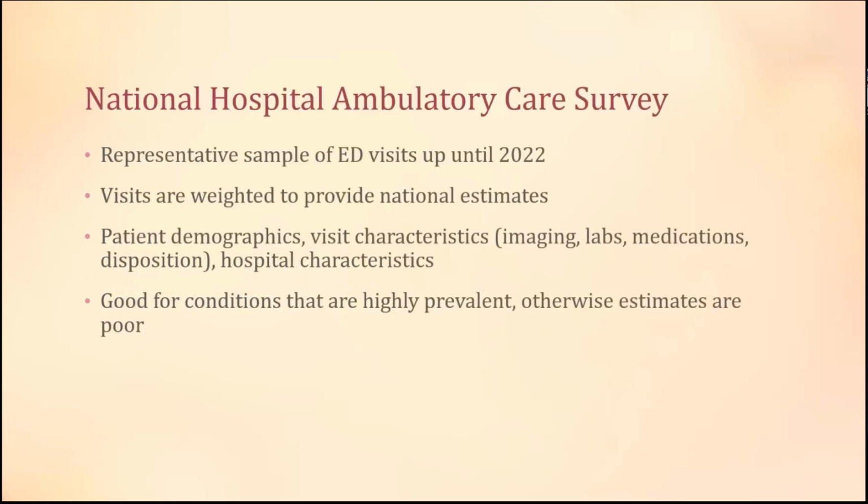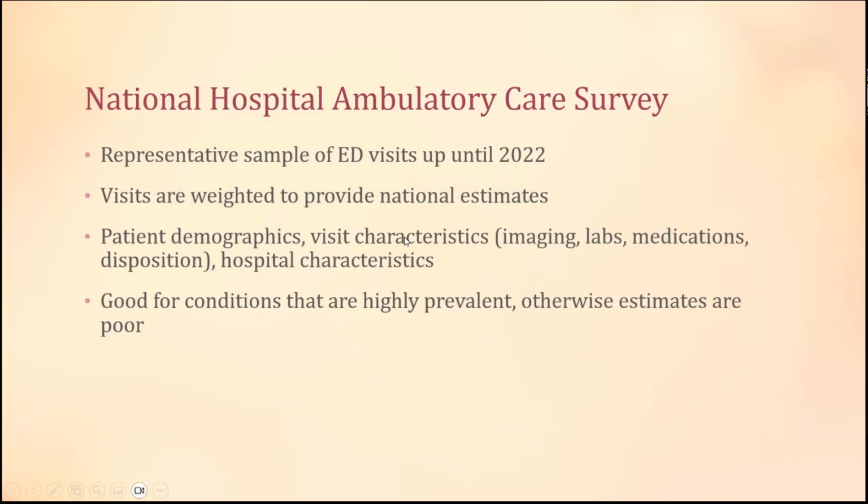So, the NHAMCS database, just a quick overview. It's a representative sample of ED visits. Currently, they have data up until 2022. Visits are weighted to provide national estimates, meaning the database does not contain data from every single ED in the United States. It takes a representative sample, and then the CDC uses statistical methods to come up with weights for these visits to say that, if we abstracted data from all the EDs in the United States, we anticipate that this particular visit would be representative of, say, 20,000 visits. So when conducting these analyses, it's heavily suggested that these weights are used.